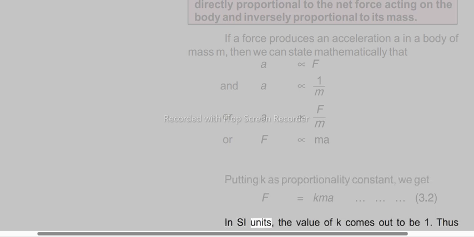In SI units, the value of k comes out to be 1. Thus equation 3.2 becomes F = ma. SI unit of force is Newton, N. According to Newton's second law of motion, 1 Newton, 1 N, is the force that produces an acceleration of 1 m/s² in a body of mass 1 kilogram.